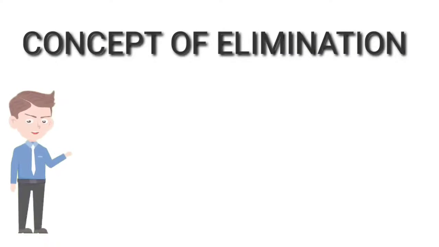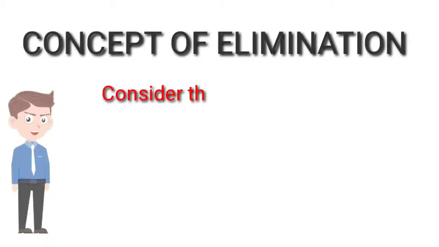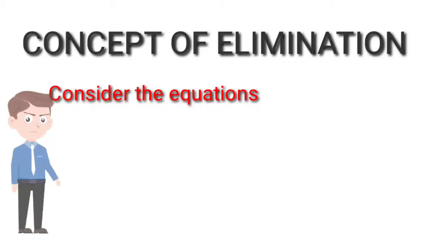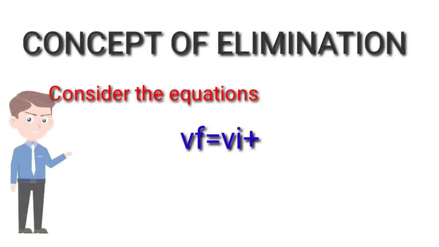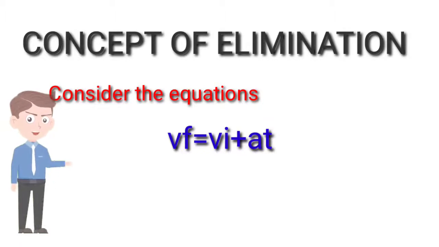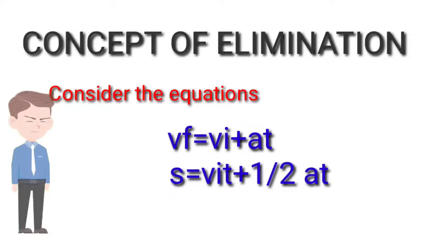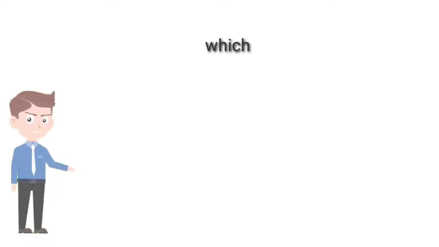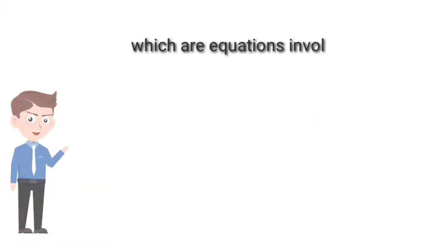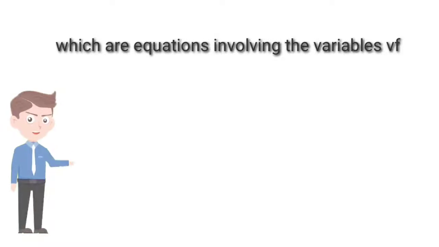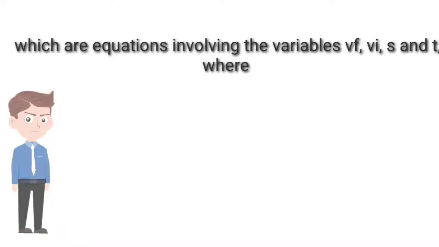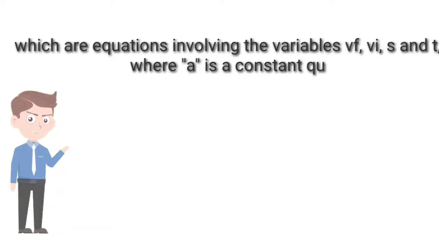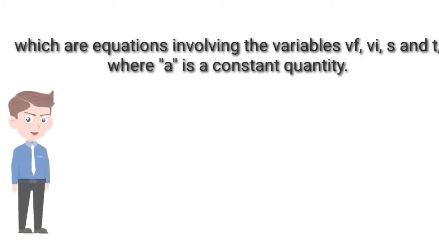Concept of elimination. Consider the equations Vf equal to Vi plus At, S equal to Vi t plus 1 upon 2 At squared, which are equations involving the variables Vf, Vi, S and t, where A is a constant quantity.